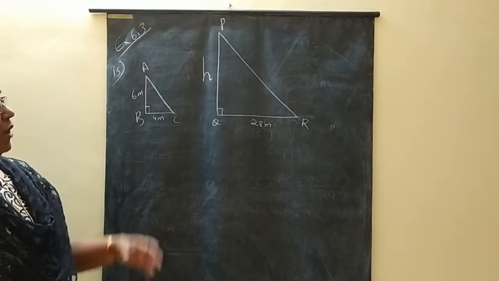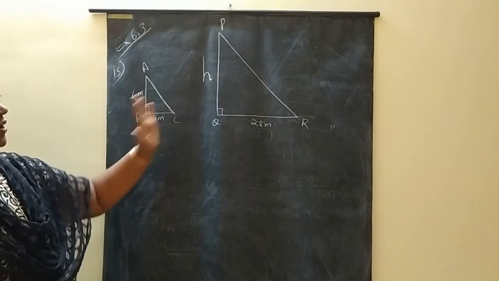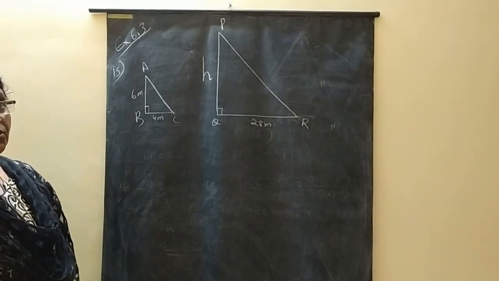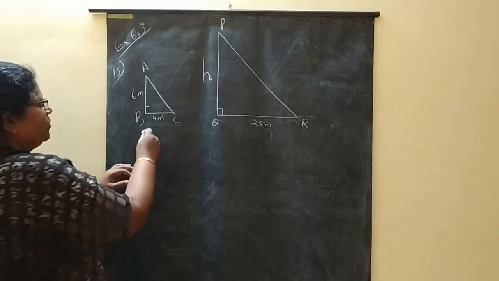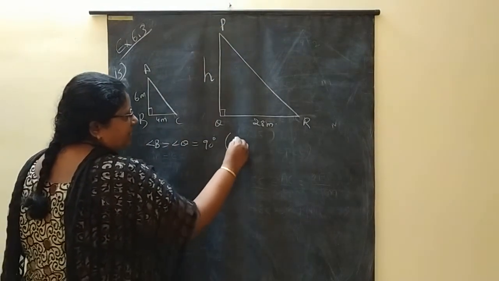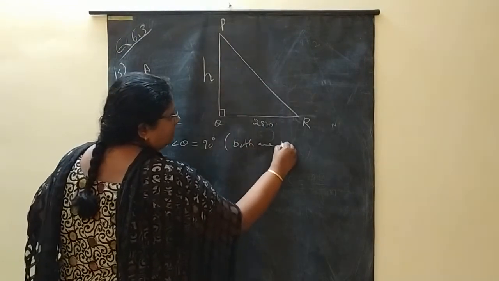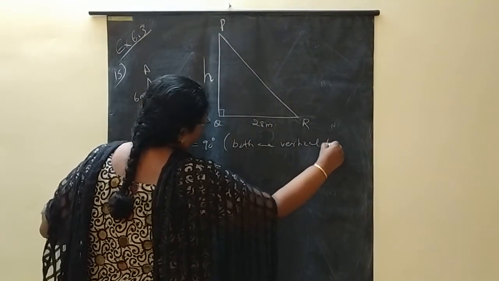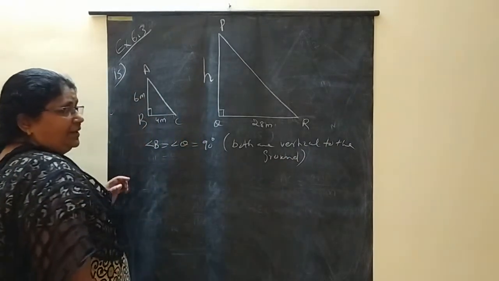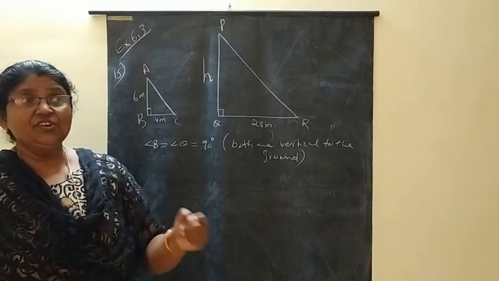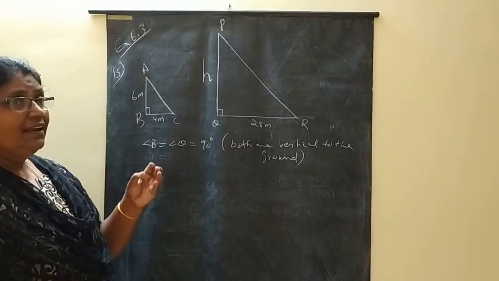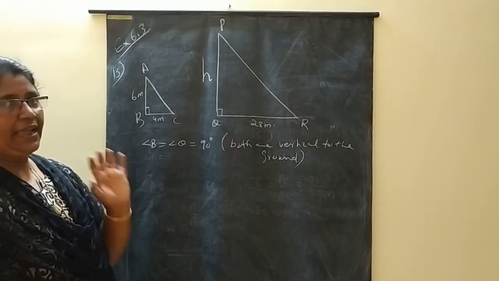Now our aim is to prove that these two triangles are similar first. For proving two triangles are similar, we have to consider two angles. One we already got: angle B equal to angle Q equal to 90. Why? Both are vertical to the ground. Now in the question there is one phrase, at the same time. We are calculating the length of the shadow at the same time.